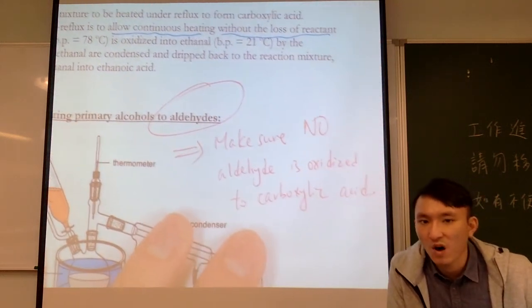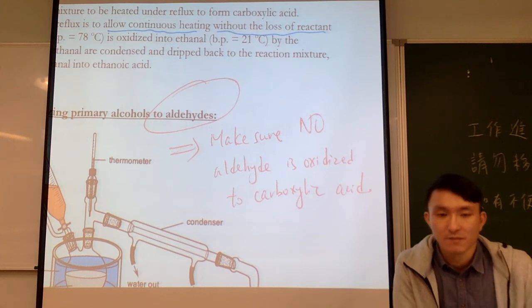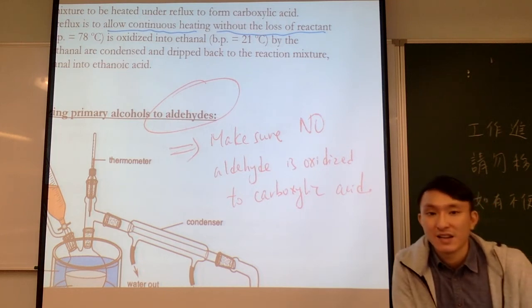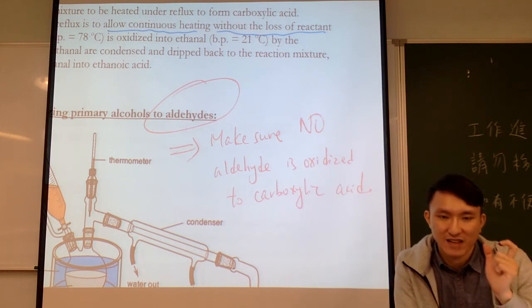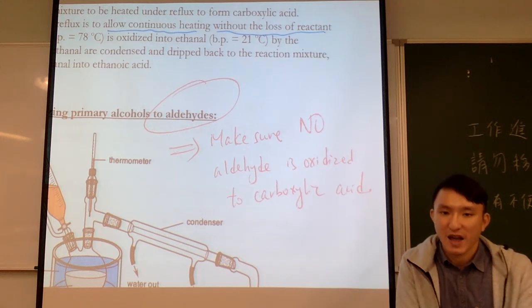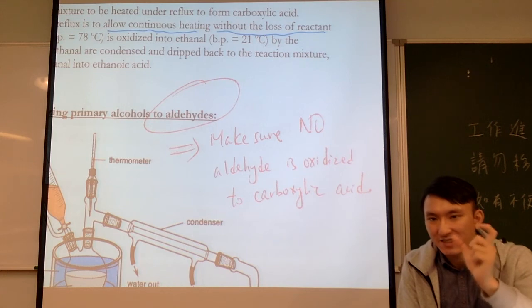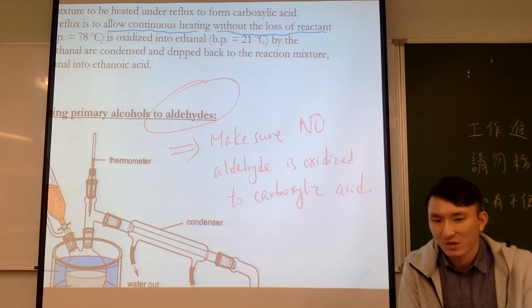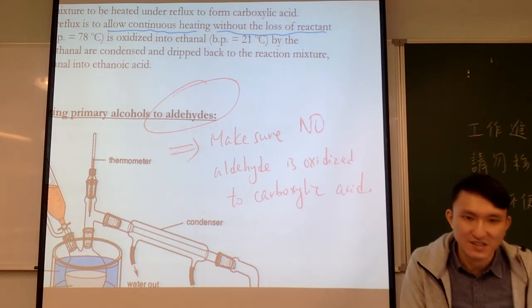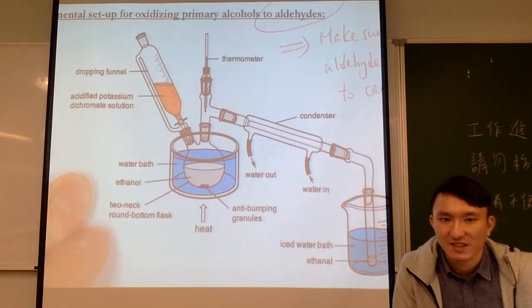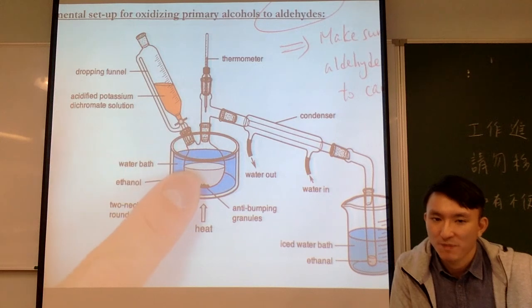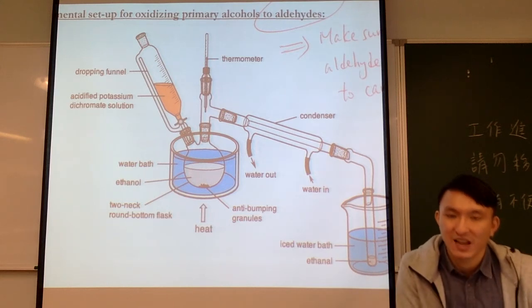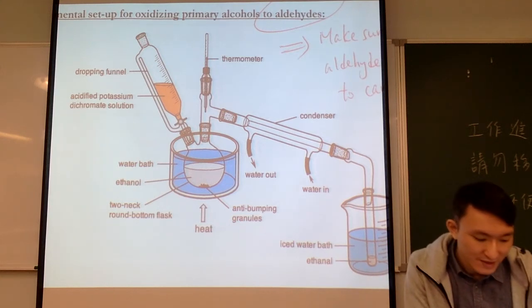However, if you do not want any aldehyde to undergo further oxidation, you should never use excess. You want to ensure every single time it is a very limiting amount of dichromate added into a large amount of alcohol, so that the dichromate, that oxidizing agent, will quickly react with the alcohol and form the aldehyde, right? So this is the reason why this setup is designed such that the dichromate solution is added drop by drop to the ethanol, so that it ensures always the dichromate is the limiting reagent. Okay, but not just like that.